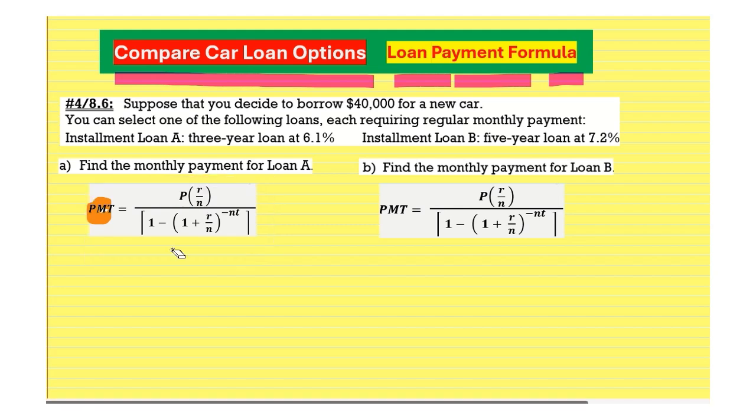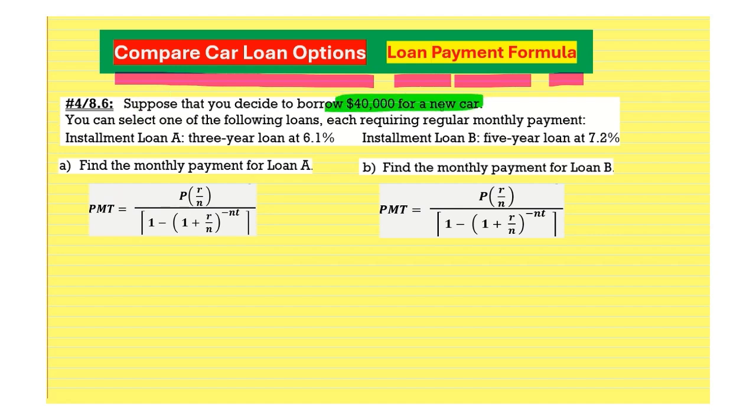Let's go ahead and read our question and see what kind of information they've given us. It says that we have decided to borrow $40,000 for a new car. And it says that we have two loan options with regular monthly payments, and that's normal. You will make a payment every month for a year. That's 12 payments in a year. And we have two options here: a 3-year loan at 6.1% interest, or a 5-year loan at 7.2% interest. So we're going to put all this information into our loan payment formula.